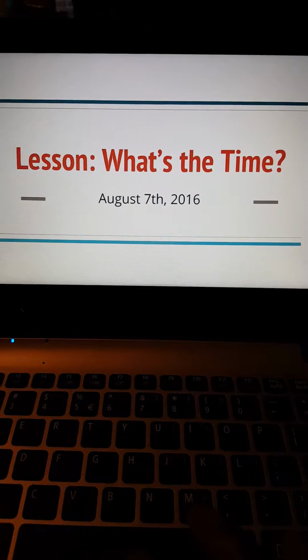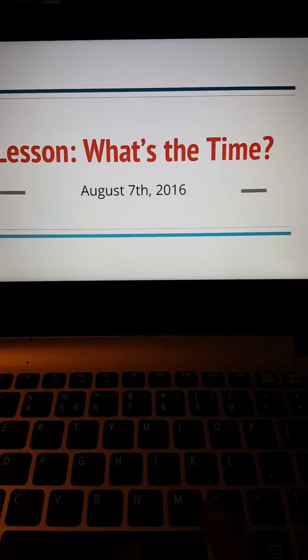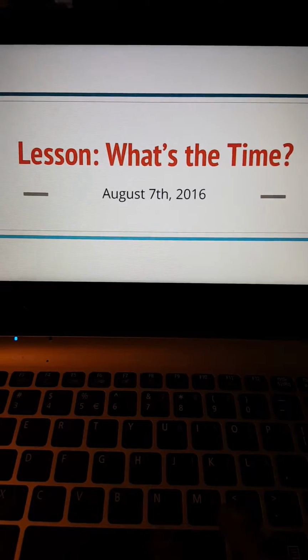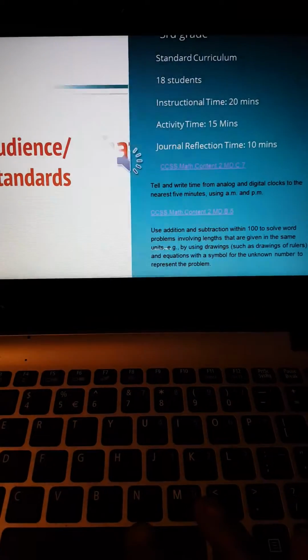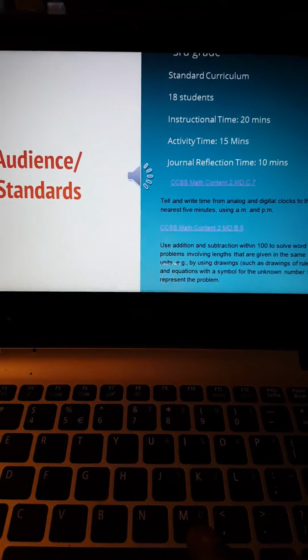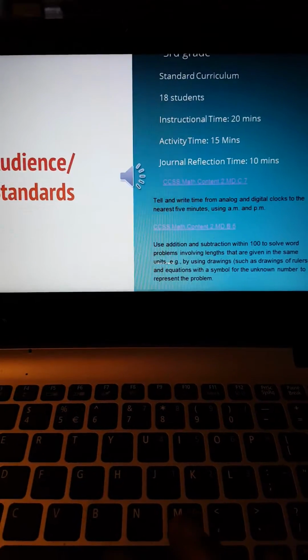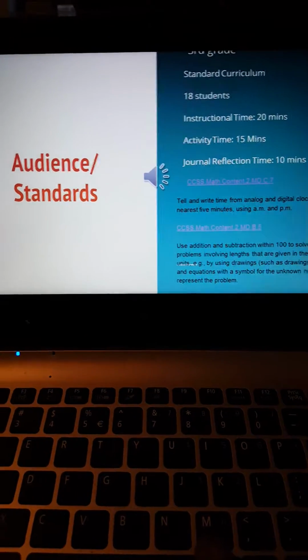Okay, here's my lesson for third grade students on what's the time, teaching them basic concepts of the elements of time and how to tell the time in any location throughout the day. As I said before, it is for third grade students. The amount of students is unlimited, but for here we'll just say 18.